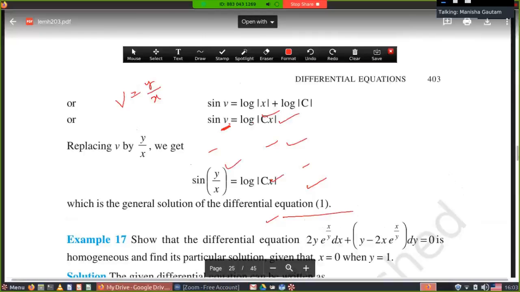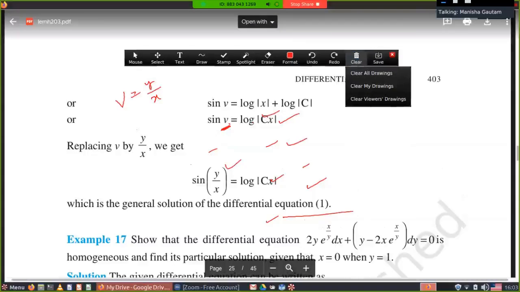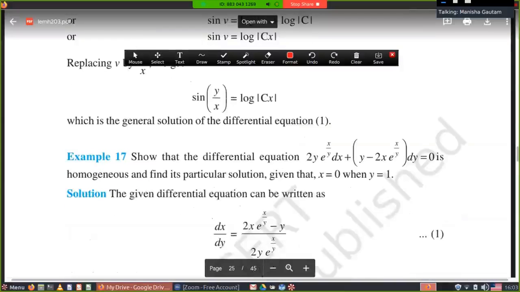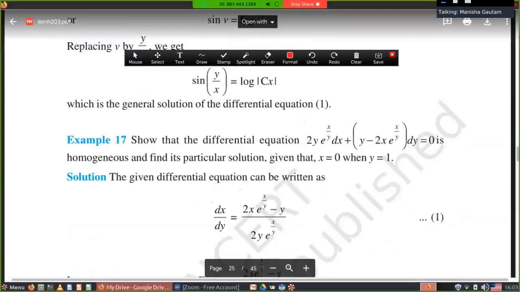If the values of x and y are given to you, in that case you can calculate the value of c, the arbitrary constant. In the next example, x and y are given. It means you want the particular solution. At the end, you have to find the value of c by putting x is equal to 0 and y is equal to 1.